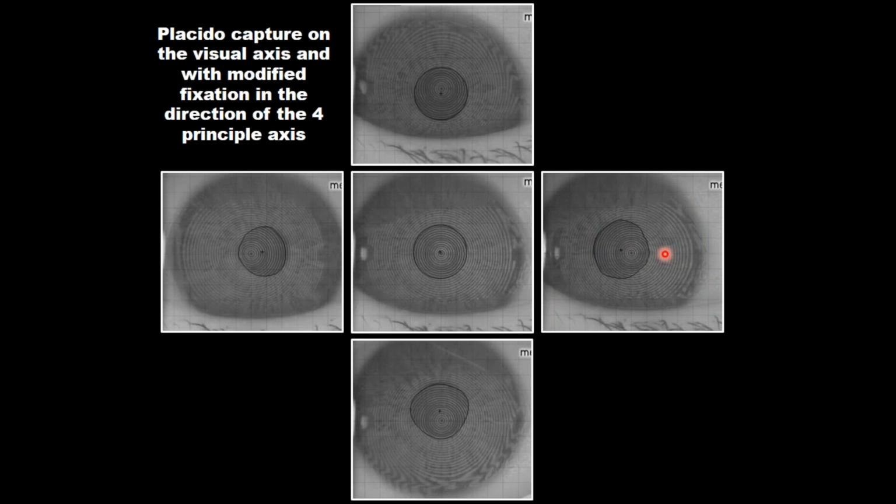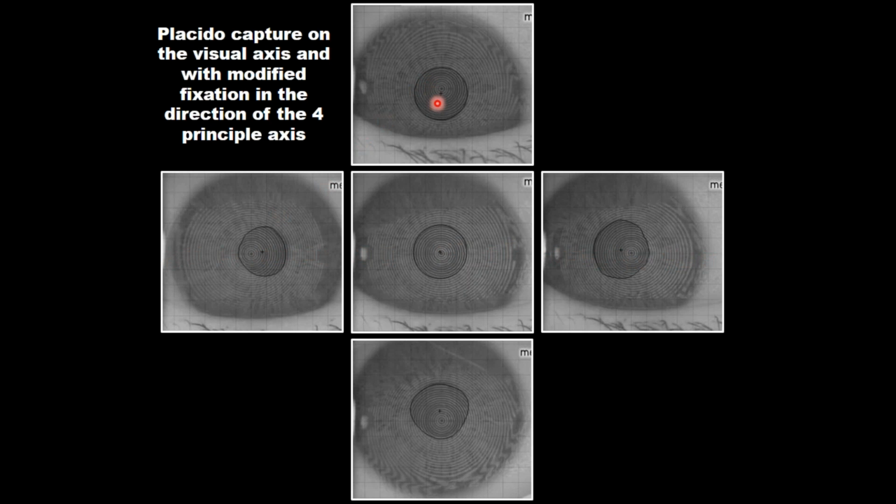What you can do with your Medmont is have the patient change fixation. So we do a normal capture of the center. Then we have the patient looking temporal, moving the rings to the nasal side. Having the patient look nasal, move the rings to the temporal side.